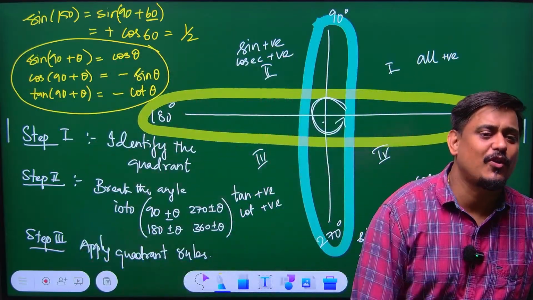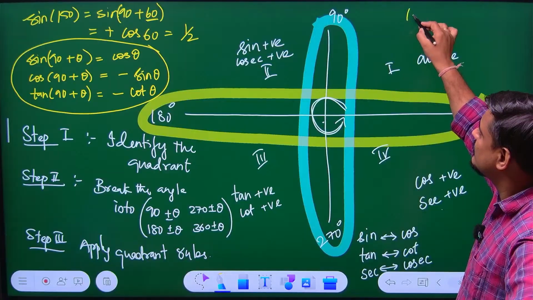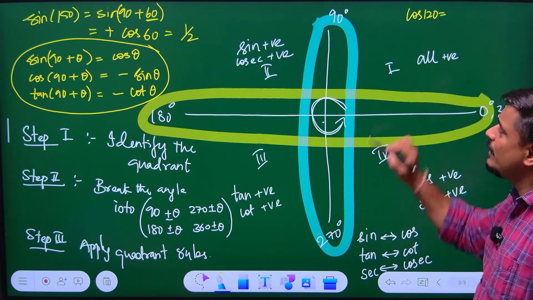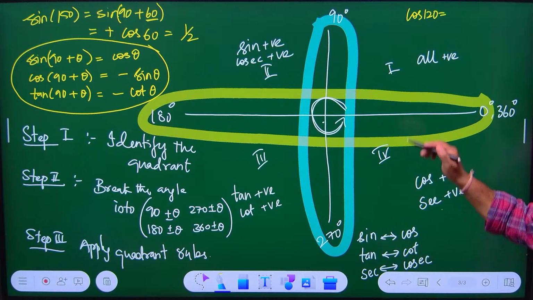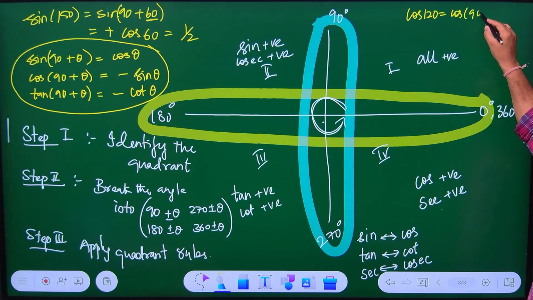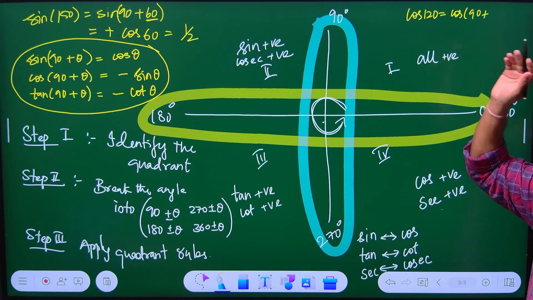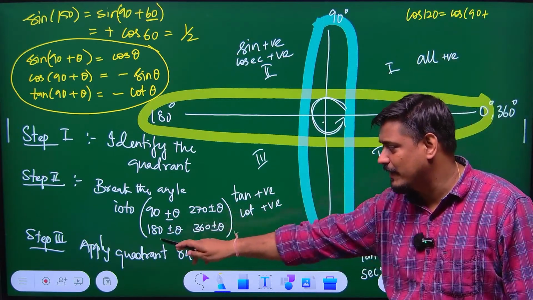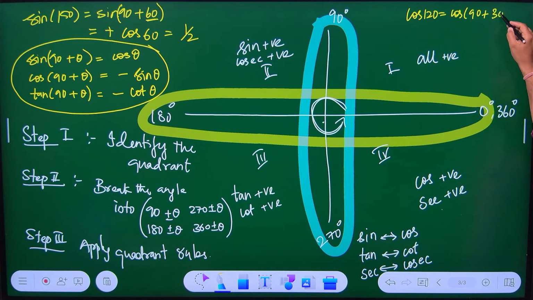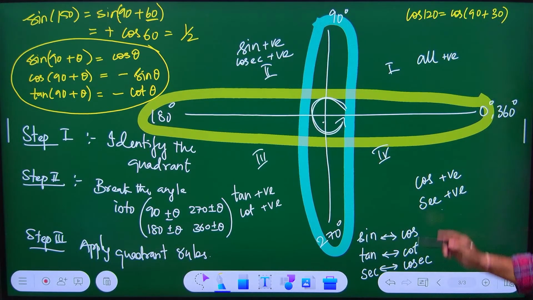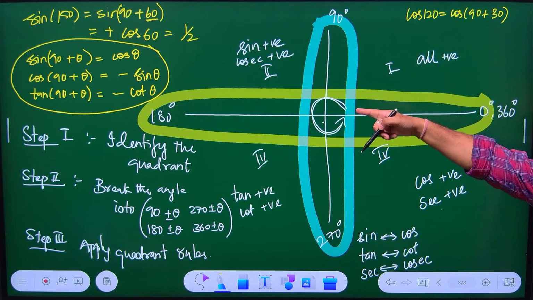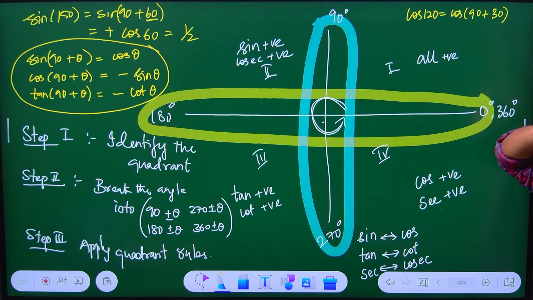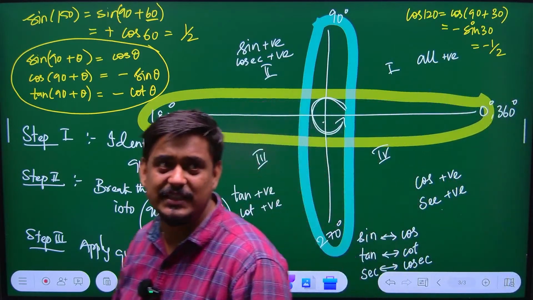By this logic, you can solve and find. If I ask you what is cos 120, step 1 is you will break it into angles. It will be cos what plus what? You should break in 90 terms only: 90, 270, 180 or 360. So it will be 90 plus 30, isn't it? Which quadrant? Second quadrant. In second quadrant, cos is positive or negative? Negative. So it's going to be minus. Cos will become sine. Minus sine 30. What is sine 30? 1 by 2. Answer is minus 1 by 2.